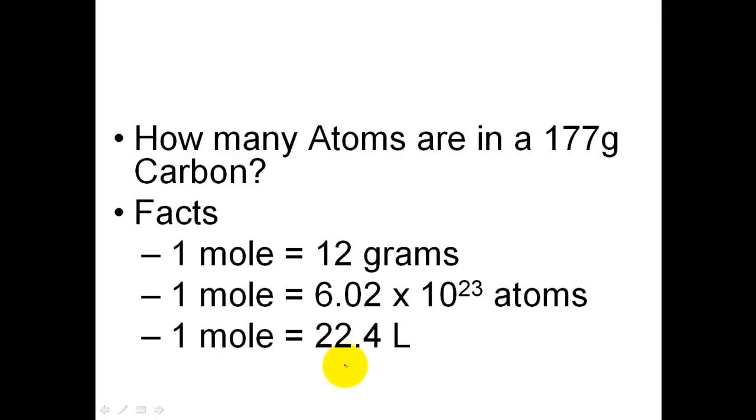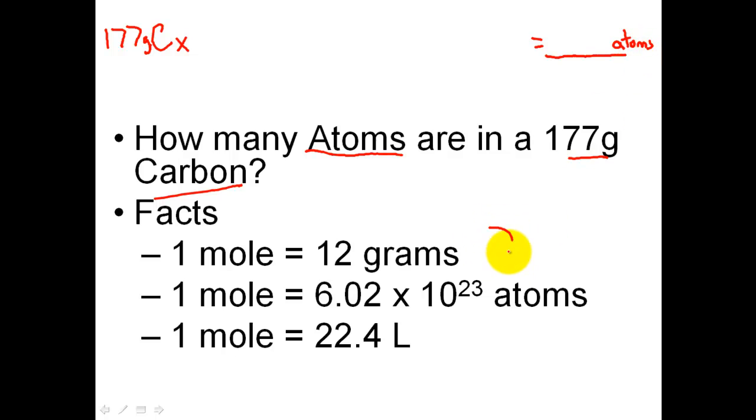Now, the first step is to check out the givens. I've been given 177 grams of carbon, so we're going to start the problem off with 177 grams of carbon. I also know that the other given of the problem is how many atoms. I know this problem is going to finish over here, in the unit known as atoms. These conversion factors down here are going to fill up what's in the middle, so I'm going to put them in the middle.